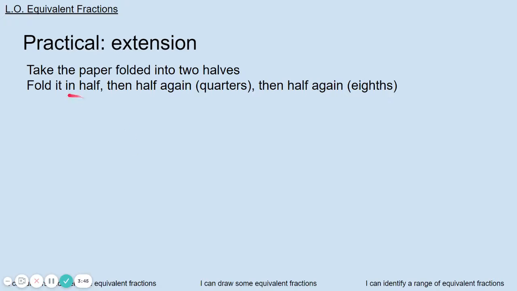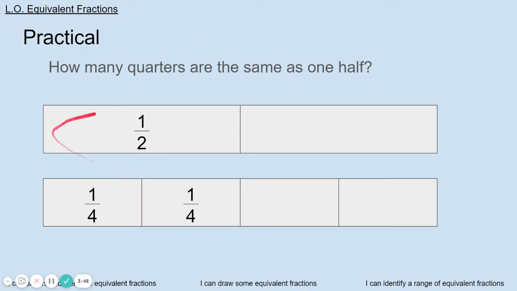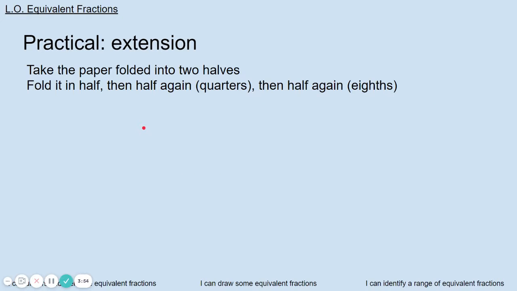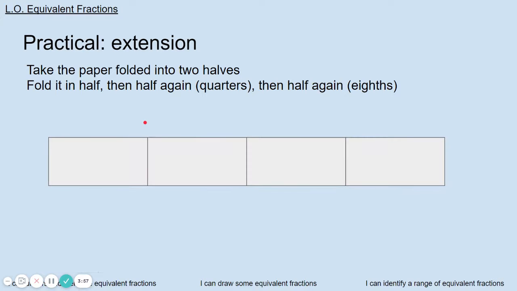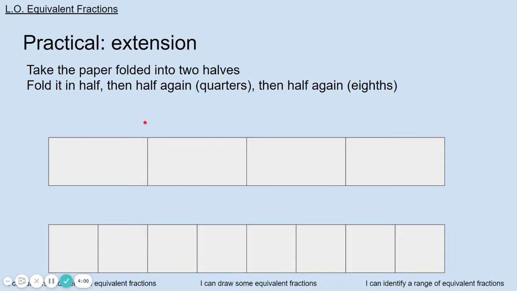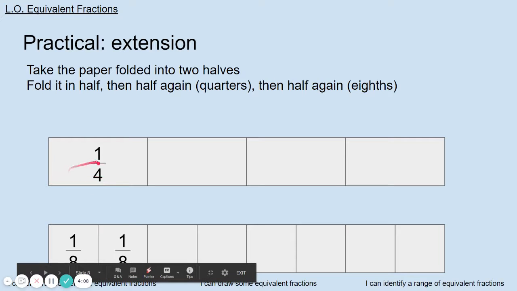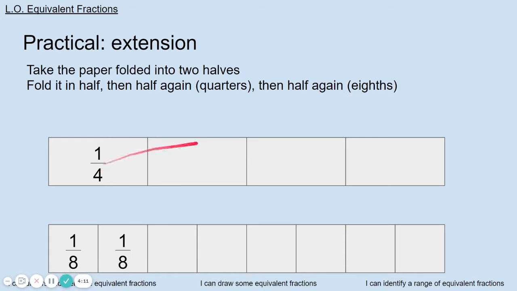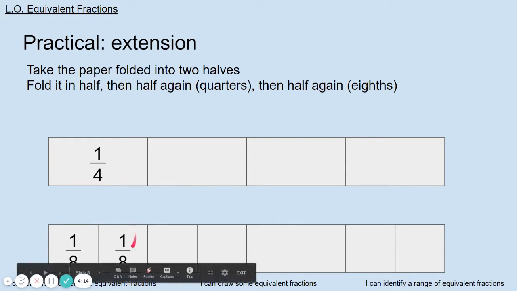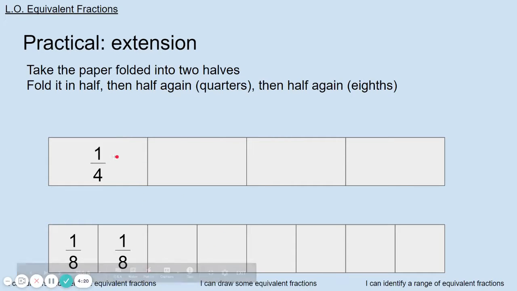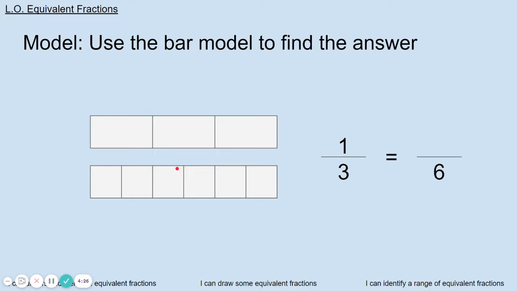If you were to extend this and take the paper that's folded in 2 halves, I'd recommend folding it in half again to make quarters, and then fold that again to make eighths. Then what have you got? Then you've got something that might look like that. So you could have 1 quarter and 2 eighths. You could make it so you've got 2 quarters, and how many eighths would you have? 1, 2, 3, 4 eighths would be equivalent to that, and it would also be equivalent to a half as well. 2 quarters is equivalent to half. We just established that.